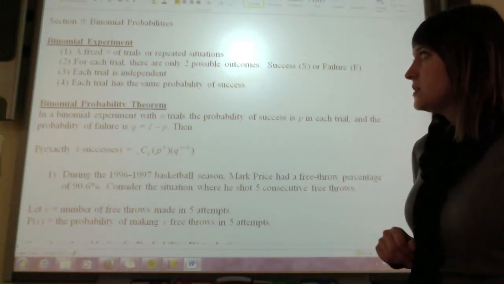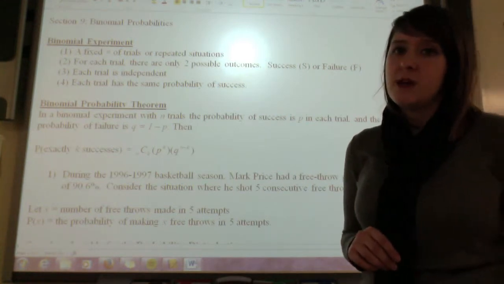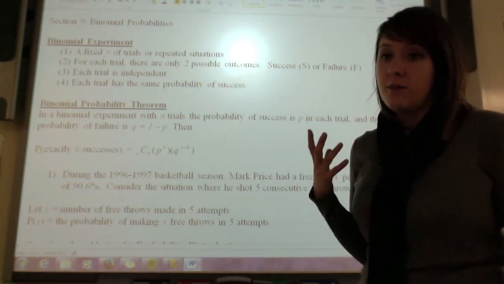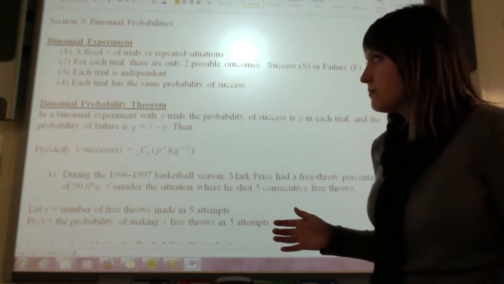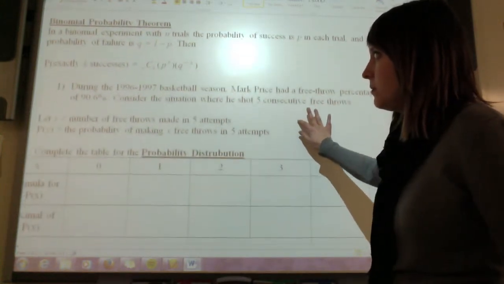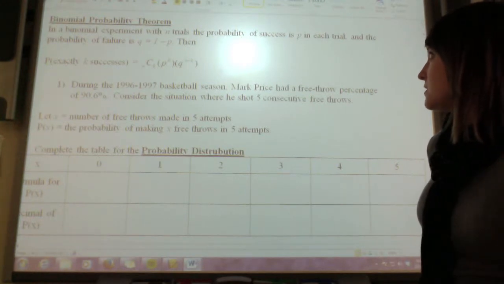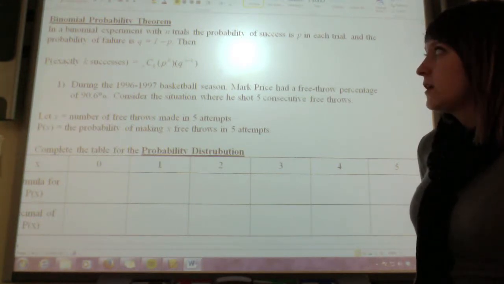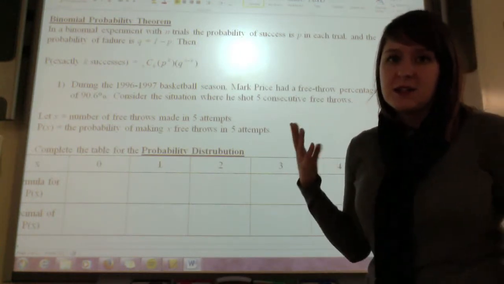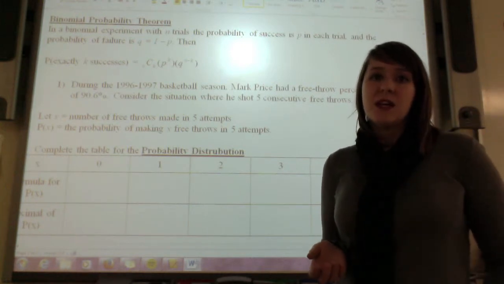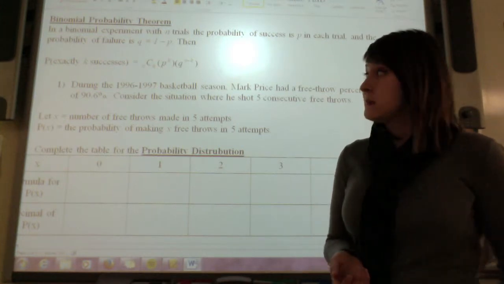Each trial needs to be independent from every other trial, and each trial needs to have the same probability of success. In other words, I have a probability of success that remains true no matter how many trials I do. The binomial probability theorem says that in a binomial experiment with n trials, the probability of success is p in each trial, and the probability of failure is q, which is just 1 minus p. So if I know the probability of succeeding is p, then the probability of failure would be the complement, 1 minus p.